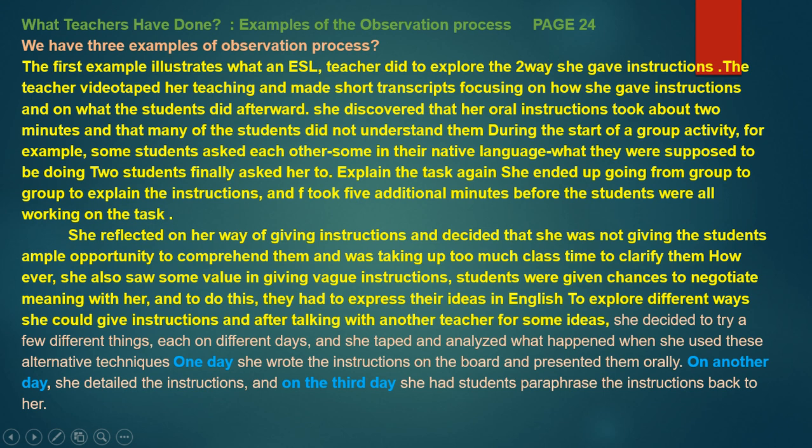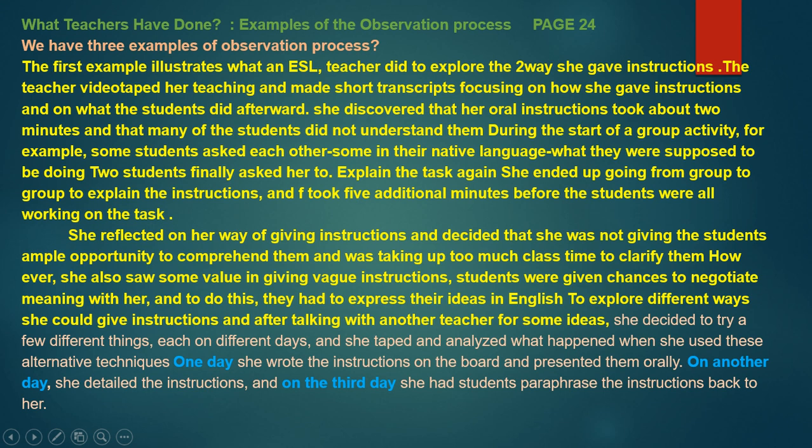teacher did afterward. She discovered that her oral instructions took about 2 minutes and that many of the students did not understand them. During the start of a group activity, for example, some students asked each other in their native language what they were supposed to do. Two students finally asked her to explain the task again. She ended up going from group to group to explain the instructions, and it took 5 additional minutes before the students were all working on the task.